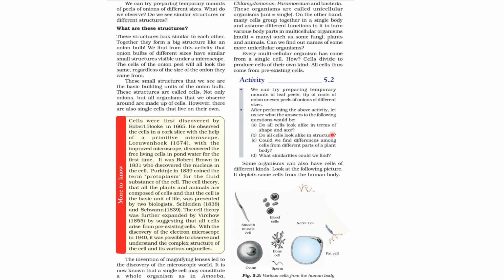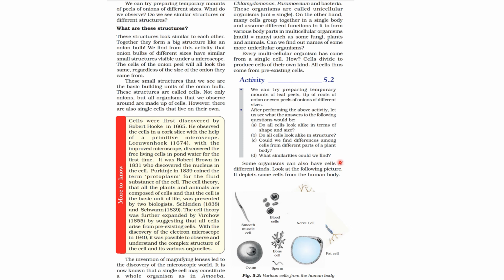Next, do all cells look alike in structure? No, all cells do not look alike in structure, because all the cells are different in shape and they perform different functions. For example, a muscle cell is spindle shaped, whereas a nerve cell has a long shape. Next question: could we find differences among cells from different parts of the plant body? Yes, there are different types of cells in a plant body. For example, root cells differ from the types of cells present in leaves or stems.